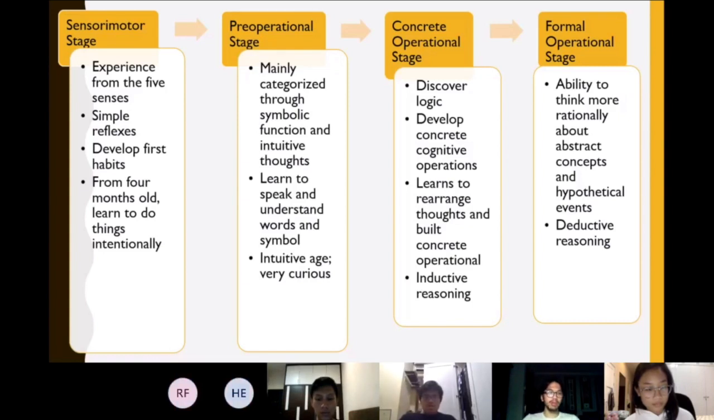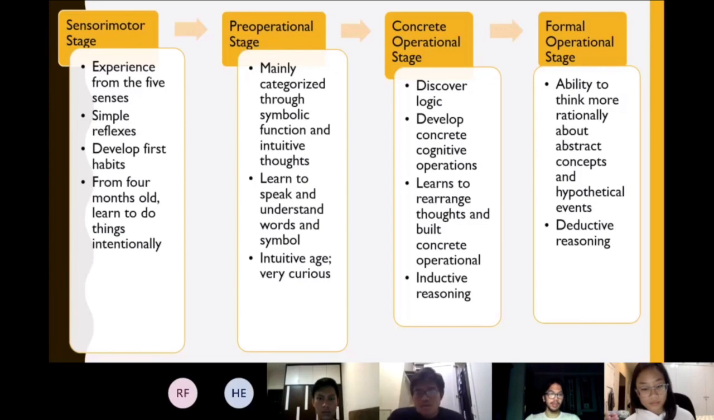From 4 months old, we become aware of things beyond our own body, and as we get older, we learn to do things intentionally. A key milestone is the development of working memory, or in Piaget's terms, our realization of object permanence. But we remain egocentric, meaning we can perceive the world only from our point of view.